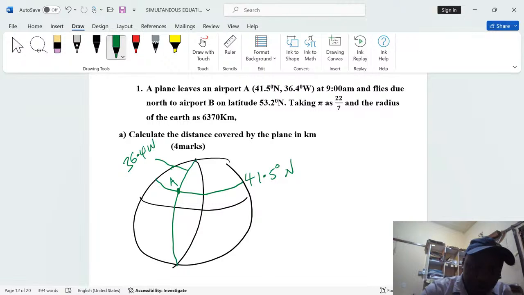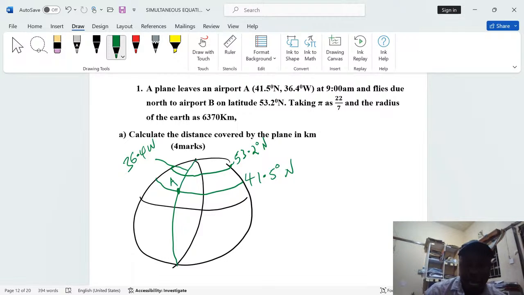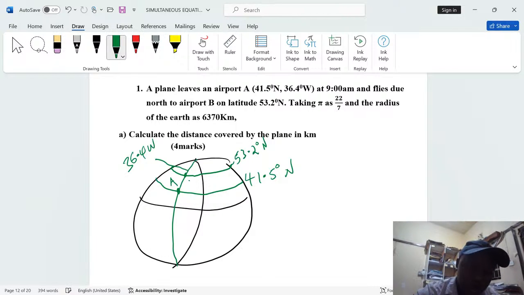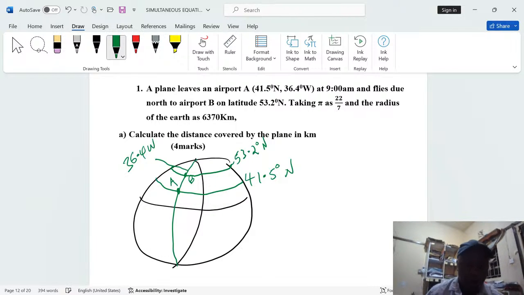So if we go to 53.2, this is 53.2, still in the north. That means the plane has covered a certain distance from A to where B is. But now when you look at the nature of such a movement, when you locate the places, you'll be able to analyze the nature of the movement.